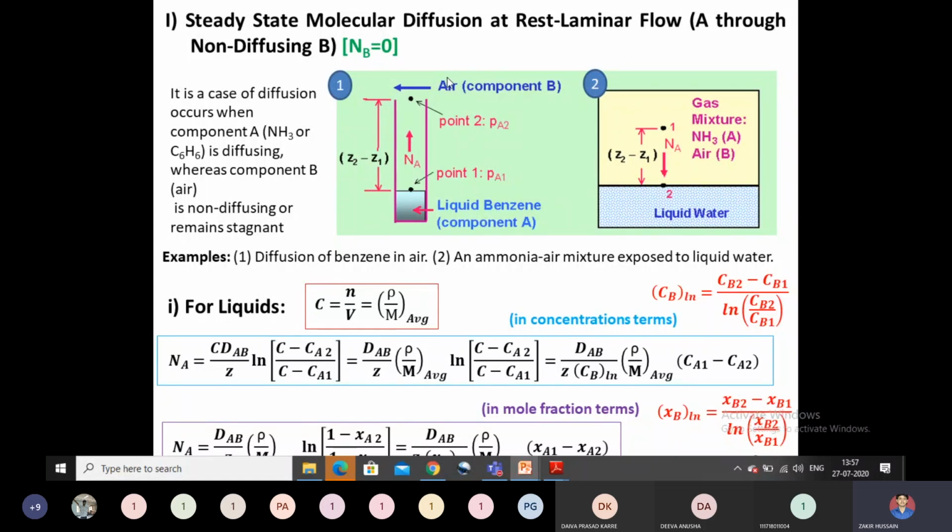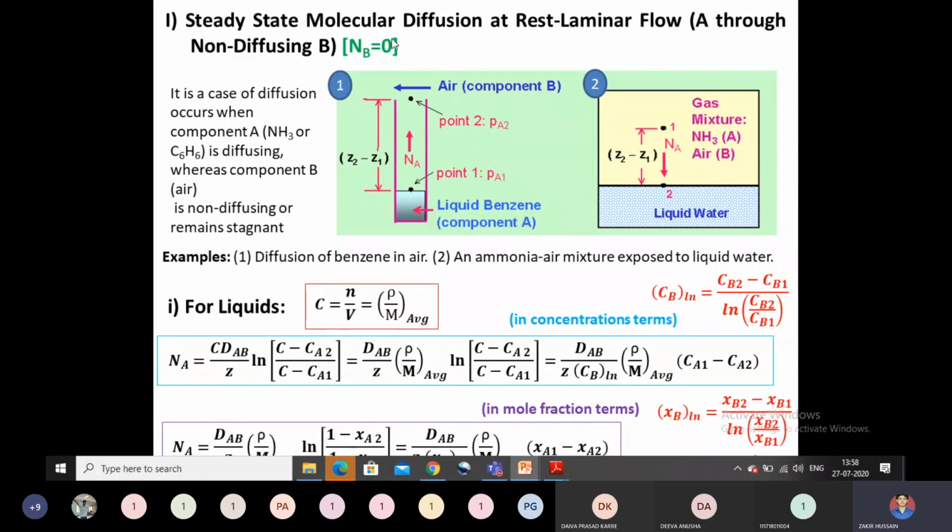B we consider as air here. Examples: NH3 or benzene diffusing to air, a single liquid diffusing to air, and the other one is NH3 plus water, where air is there and NH3 is diffusing in water. We have shown the video for this also. In this case, air just remains stagnant; it is not at all diffusing. So the meaning of A through non-diffusing B is that only A is diffusing, and B remains stagnant.